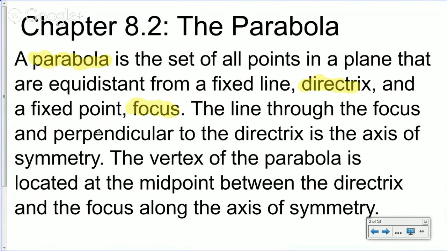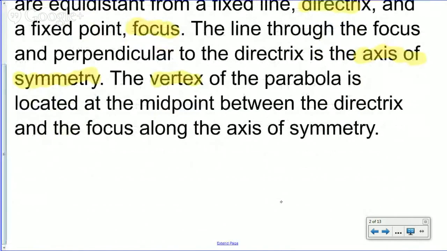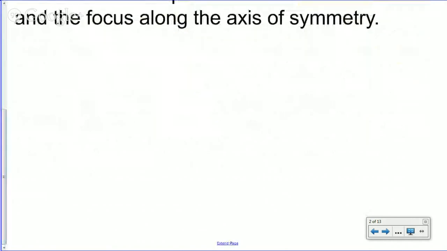The line through the focus and perpendicular to the directrix is the axis of symmetry. The vertex of the parabola is located at the midpoint between the directrix and the focus along the axis of symmetry. So a lot of words here. Let's put it to a picture here.